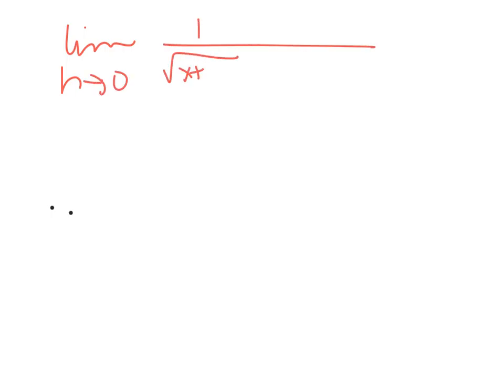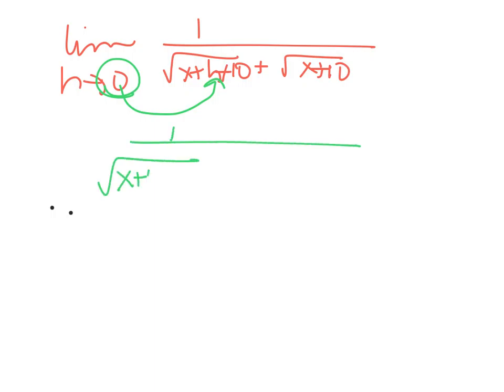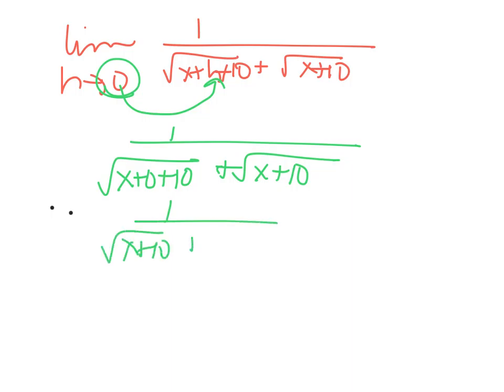So on the last screen, we got to the point where we were at the limit as h approaches 0 of 1 over square root of x plus h plus 10 plus square root of x plus 10. Now once we get to this point and we've rationalized the numerator, you can plug in 0 for the h. So now you don't have to write the limit anymore once you substitute. So this is 1 over square root of x plus 0 plus 10 plus square root of x plus 10. This gives me 1 over square root of x plus 10 plus square root of x plus 10, which gives me 1 over 2 square root of x plus 10.